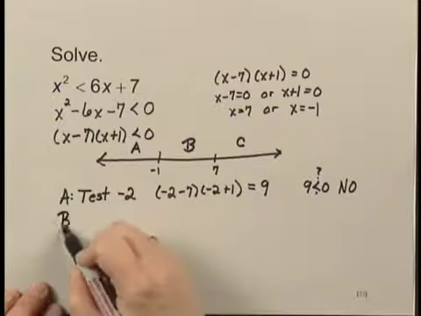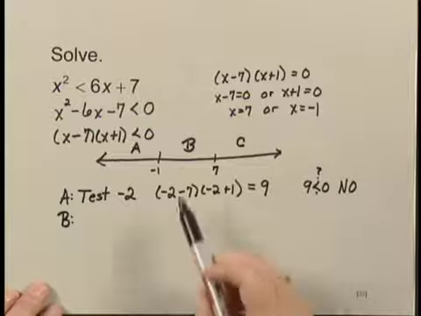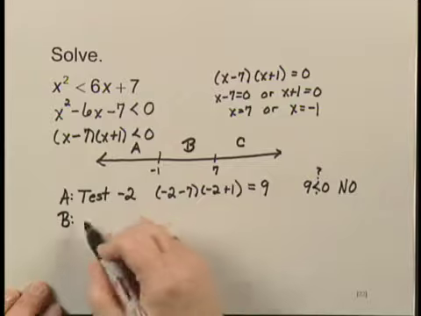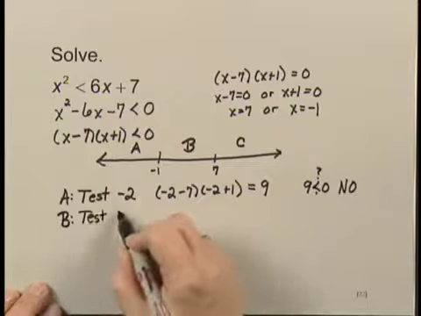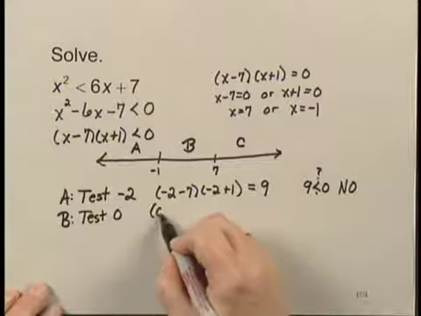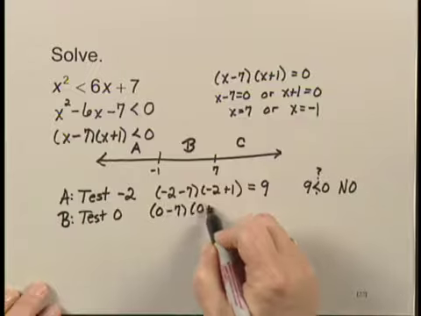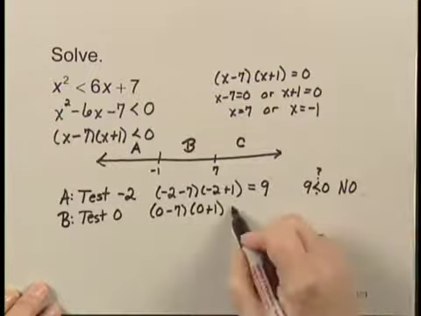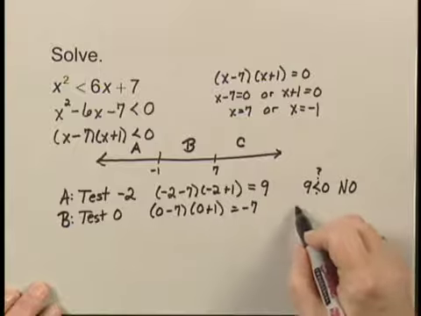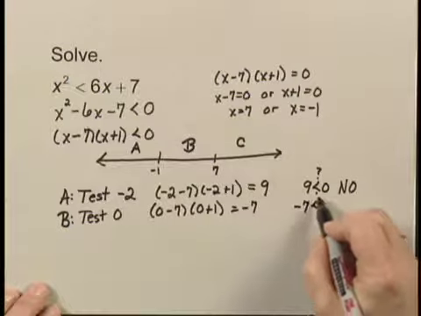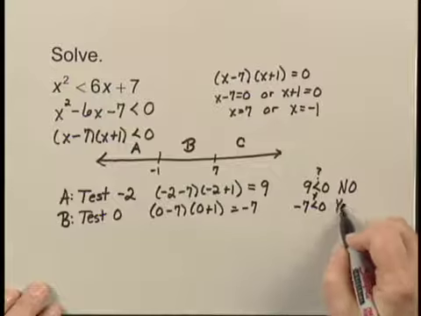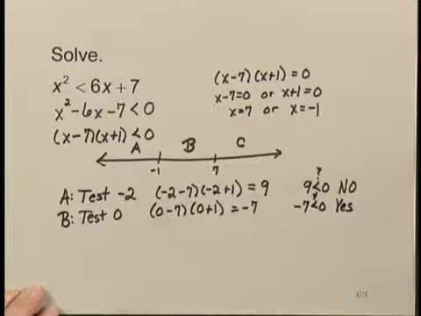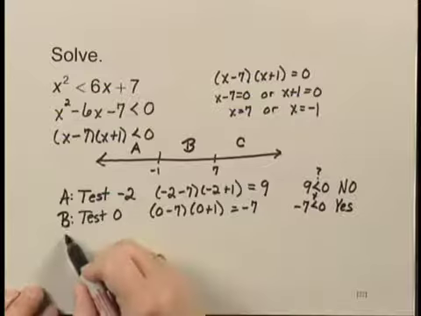Then I'll test a number in B, and anytime 0 is inside the interval, I'll choose 0. That's usually easy to calculate. So I'll test 0. And I have 0 minus 7 times 0 plus 1. And that will be negative 7 times 1, which is negative 7. And I ask myself, is negative 7 less than 0? Well, yes, it is. And that's going to tell me that the interval B will be part of the solution set.